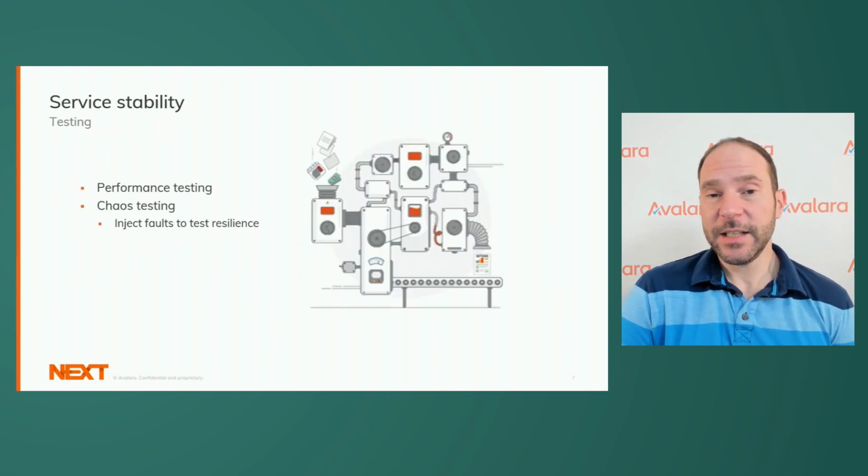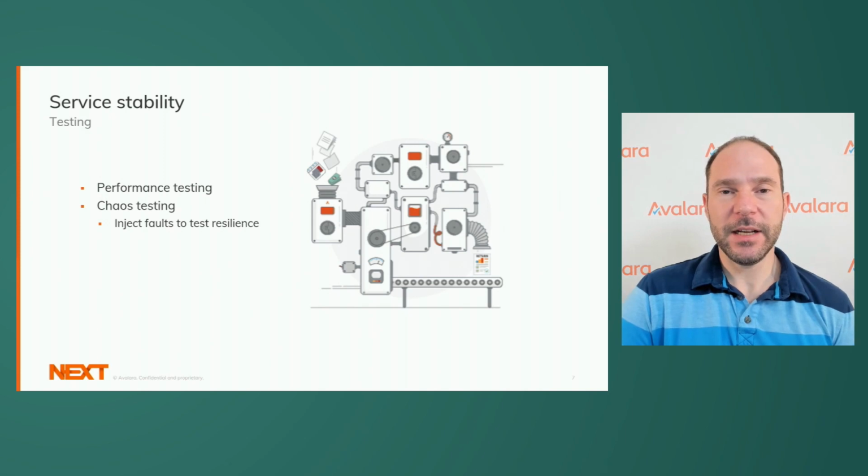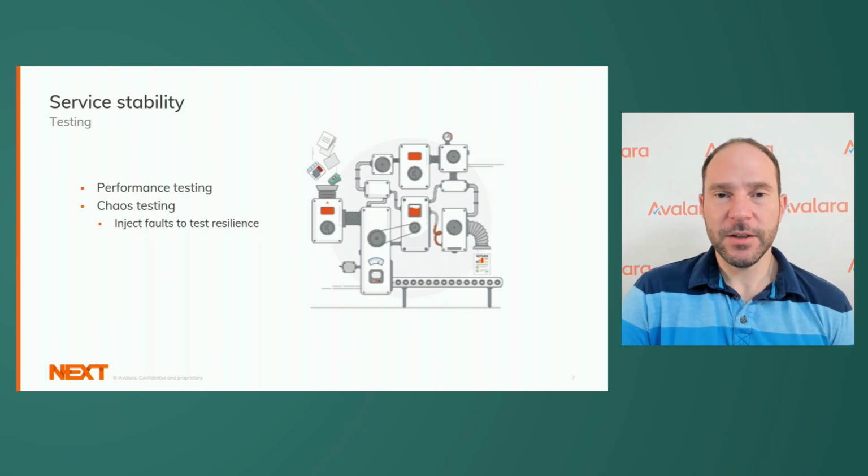So we also do testing, performance testing and chaos testing. We make sure that the performance of the system is good and that it's efficient. And then we also make sure that introducing instability into the system will be tolerated by the system itself, and also that our DevOps engineers can react to those situations.